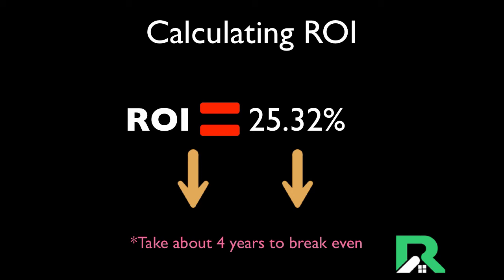You want to take the total yearly net income, so take all the cash flow that you make each month. Like in our case, it was $449. It might be $500, it might be $300 in your case. You want to times that by 12 to get your yearly income. Divide that by your total cash invested, and that's going to give you your ROI.